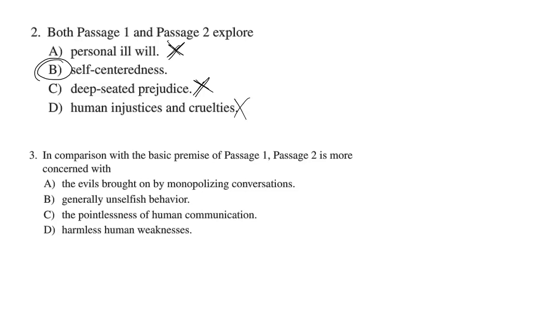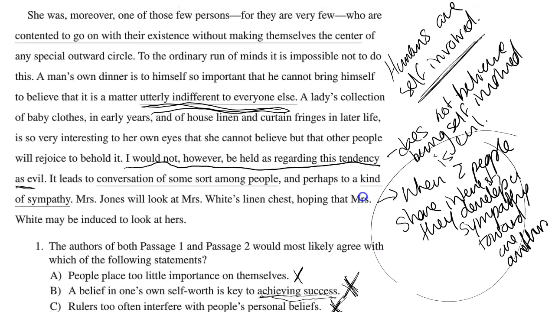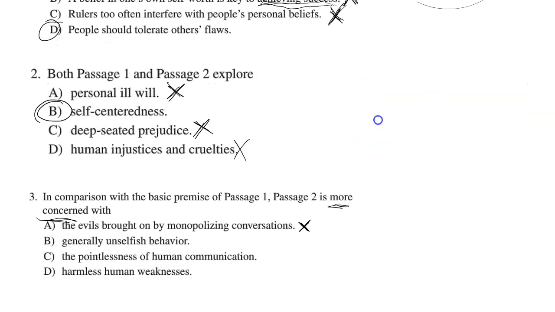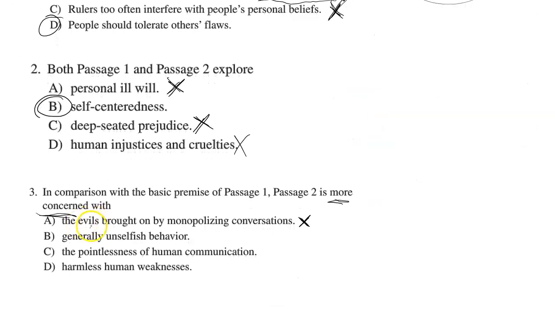Question 3. In comparison with the basic premise of passage 1, passage 2 is more concerned with, and what stands out to me here is instead of just talking about their commonalities, now we're noticing specifically a difference between passage 2 and passage 1. So passage 2 is more concerned with A, the evils brought on by monopolizing conversations. No, he is not talking about monopolizing conversations. He's talking about how humans are self-involved. So yes, in a way, but he says that he doesn't believe it to be evil. And so that's what really makes this answer choice wrong.